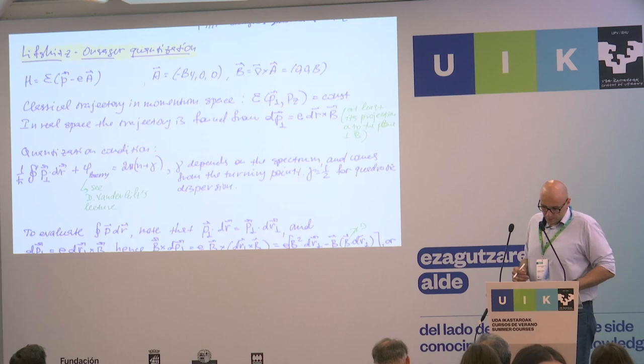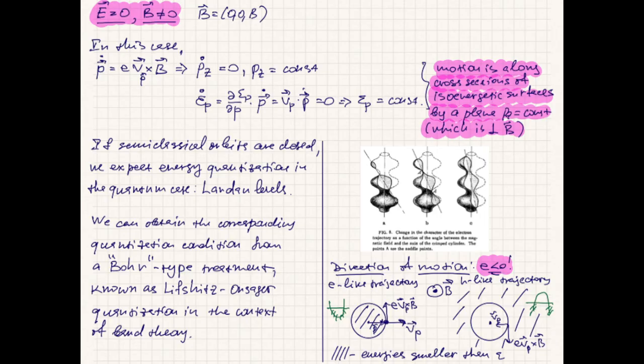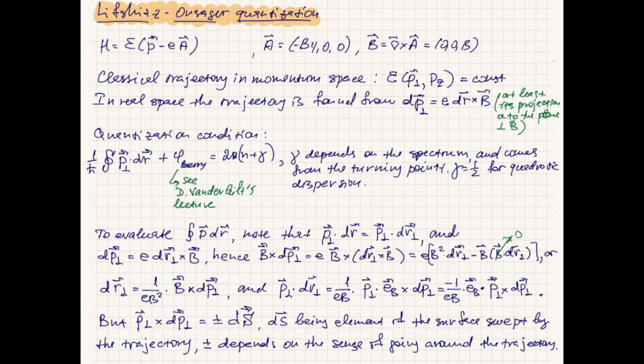So what is going on here? The idea basically is to take a classical closed trajectory and apply a Bohr-type quantization rule to it, okay? You know how Bohr quantized classical trajectories for a hydrogen atom. Here there is a quantization rule named after Lifshitz and Onsager, which allows you to do a very similar thing for orbits in momentum space.